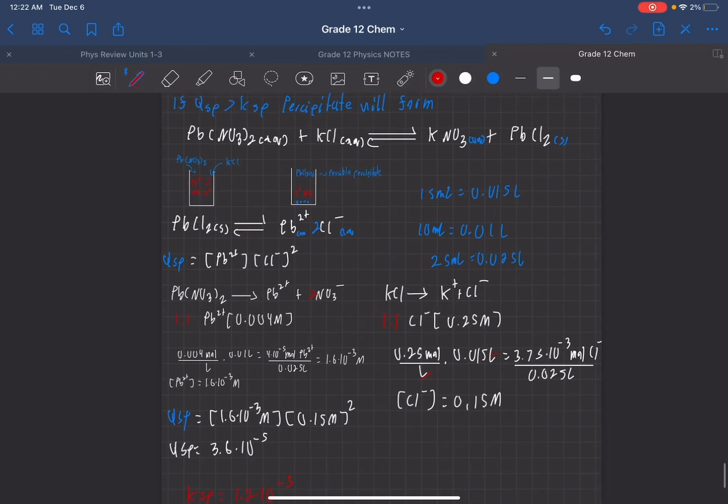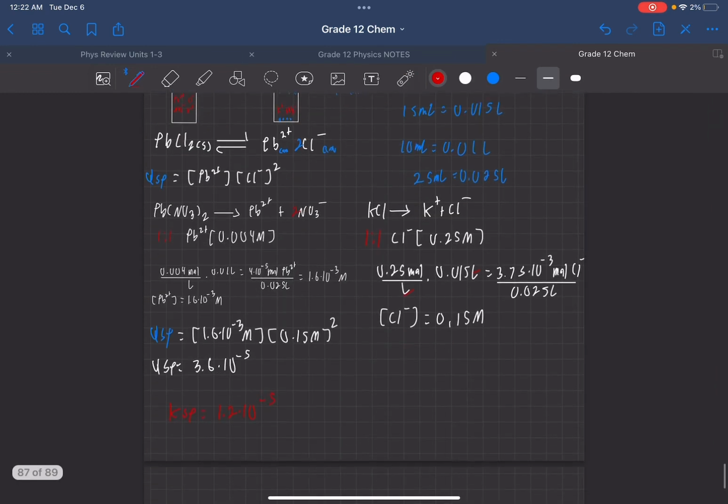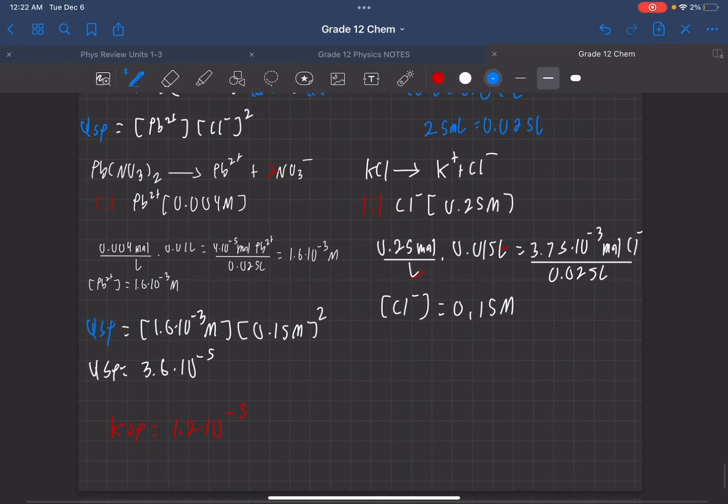So to answer the question, will a precipitate form? Yes, a precipitate will form. Why? Well, I just explained. And if you want to say why numerically or algebraically, that's because QSP is greater than KSP.